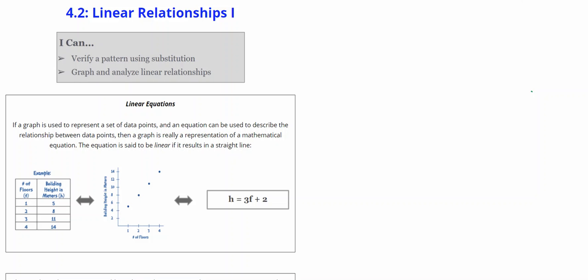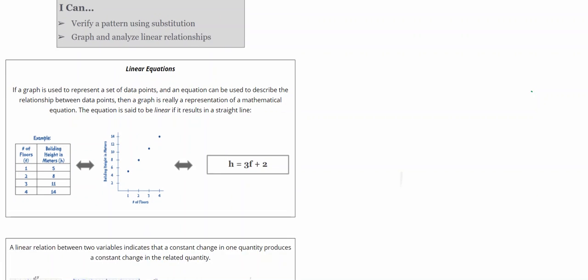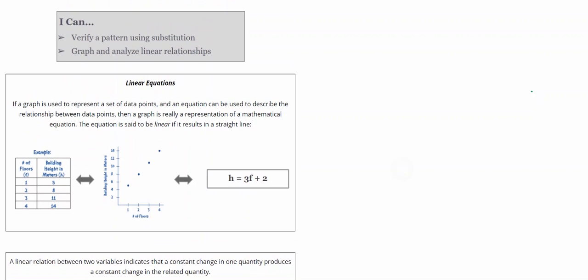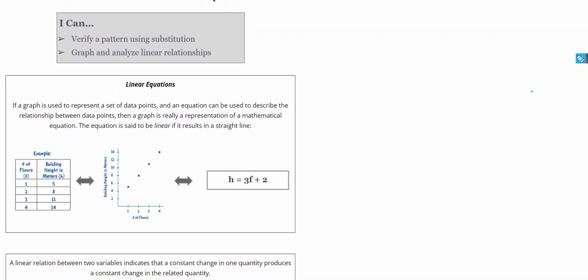All right, so 4.2 linear relationships. Now in this lesson, what we're going to be doing is throwing graphs into the mix too, like what graphs of linear equations look like. So for example, if we look at this data over here, like stuff we've been doing.